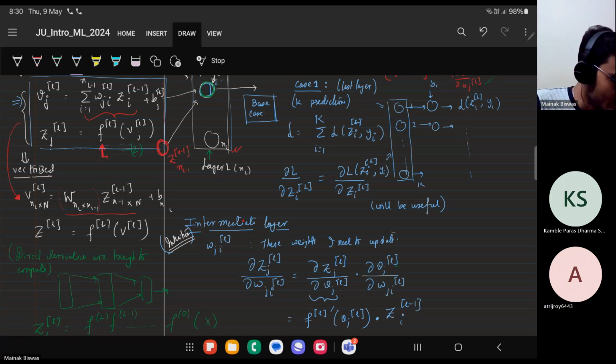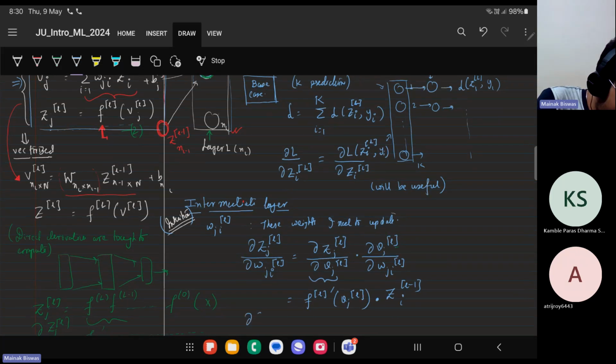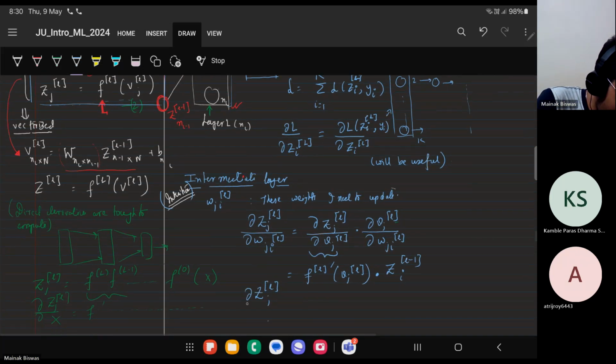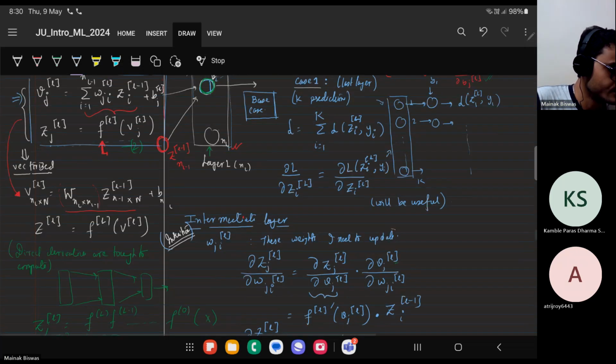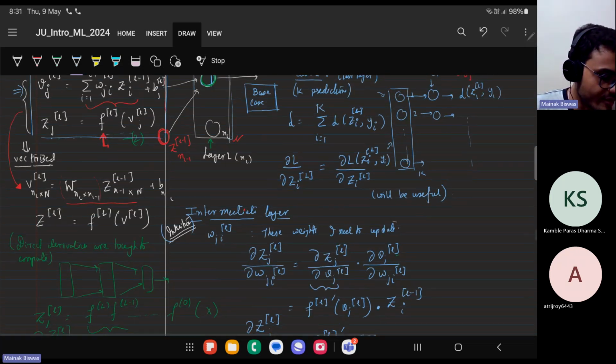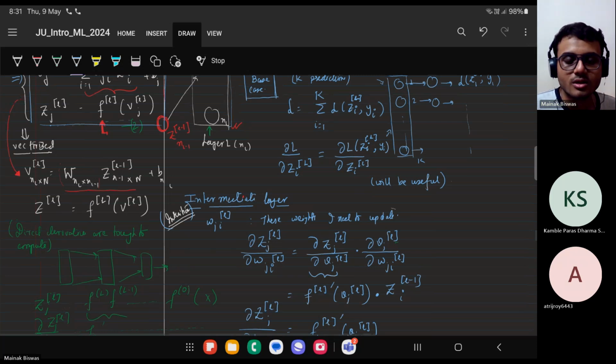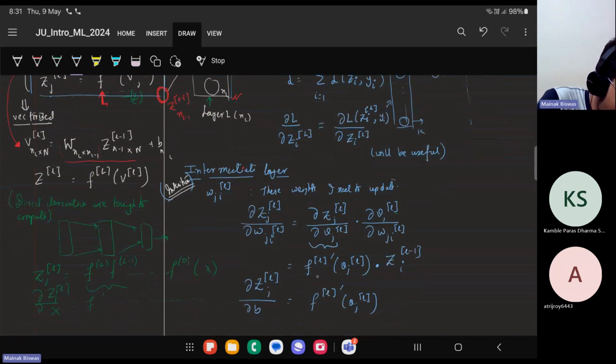Yes. Similarly, I will also get ∂z_j^L/∂b as simply f_L dash v_j^L. Do you agree? Because it's the constant. So for both the parameters I got a derivative somehow. So this product is called a local gradient. We'll see why.